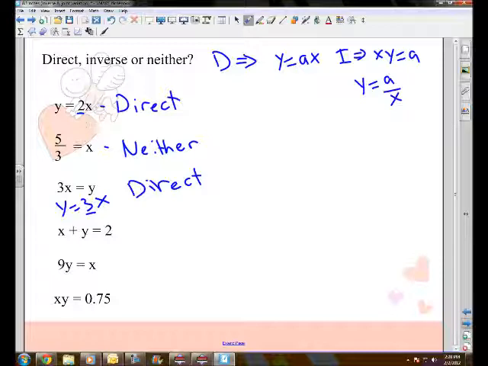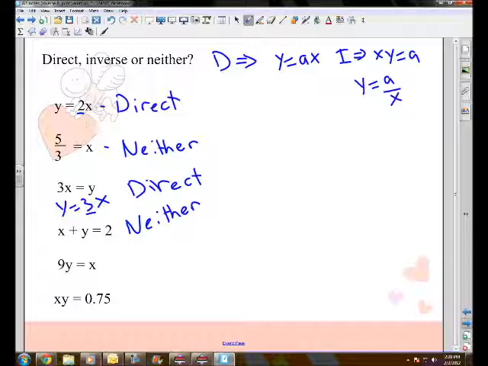Okay, x plus y equals 2. Well, we haven't really dealt with anything yet where we're adding our x's and y's. So in this particular case, we don't have any multiplicity. We're not multiplying anything together, we're just adding. So we haven't done anything with that yet. We'll say that's neither. Okay, and we move down here to our next one.